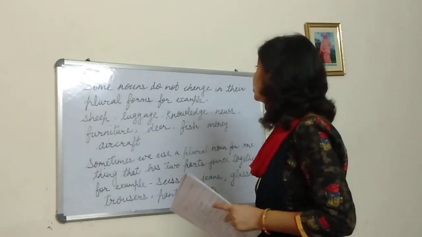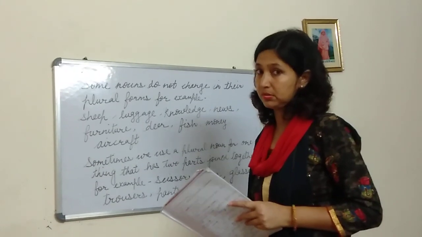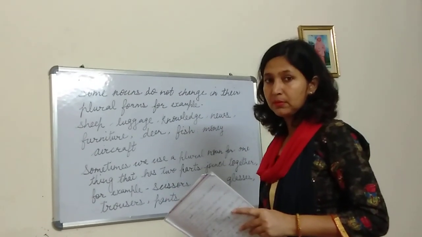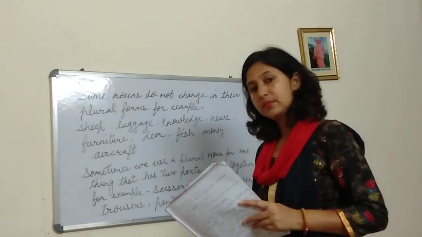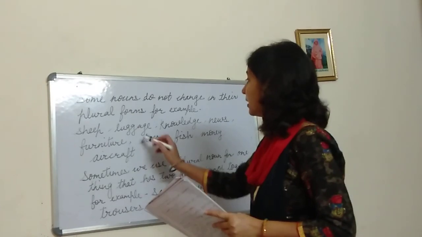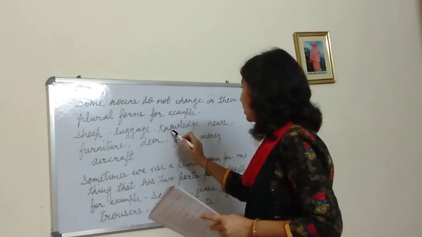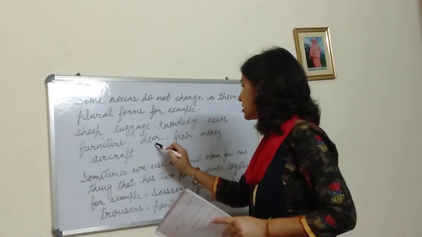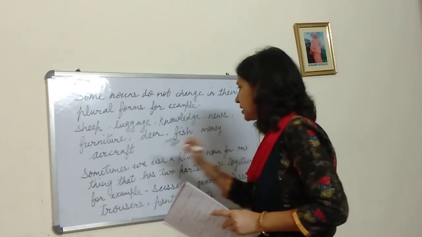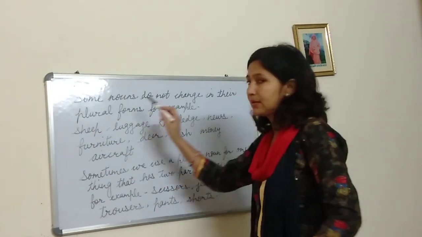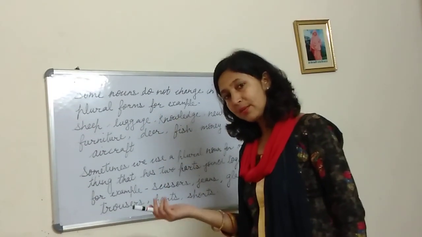Some nouns do not change in their plural forms. For example, sheep, one is also sheep, many are also sheep. Singular is also sheep, plural is also sheep. Luggage, knowledge, news, furniture, deer, fish, money, aircraft. They are same in singular as well as in plural.